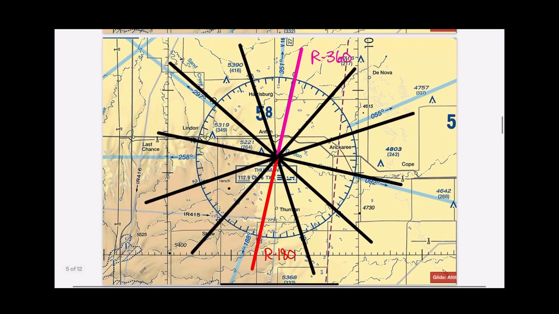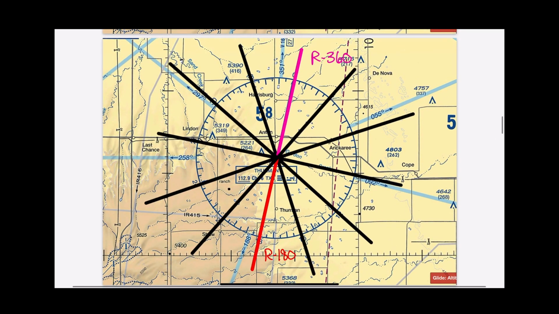So if I look at the next slide here, we have the 360 radial and the 180 radial. We can see that together, both of these radials form a straight line. In other words, it's the same exact course, but it's two separate radials. So although we have 360 radials, really we have 180 different courses that we can navigate on.